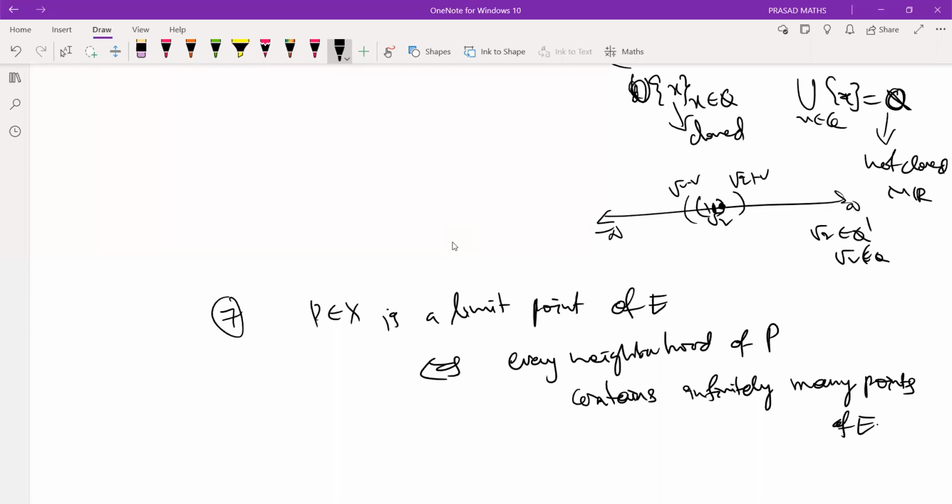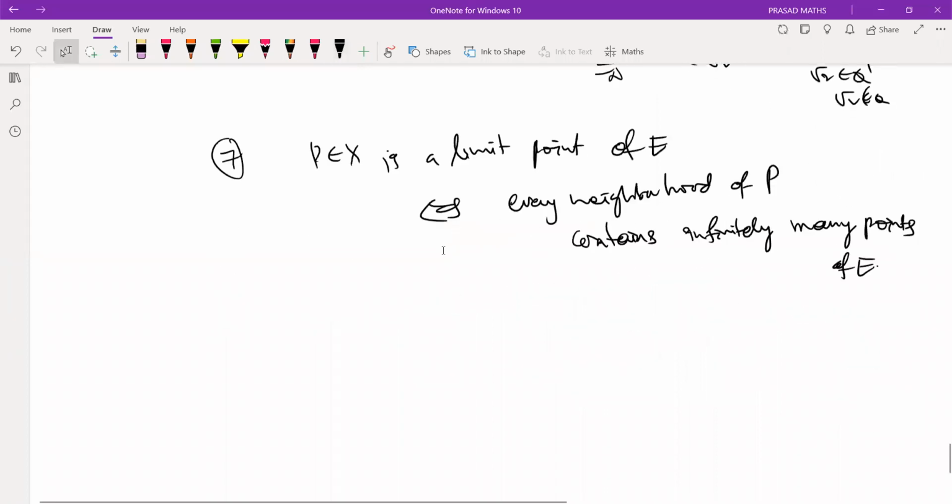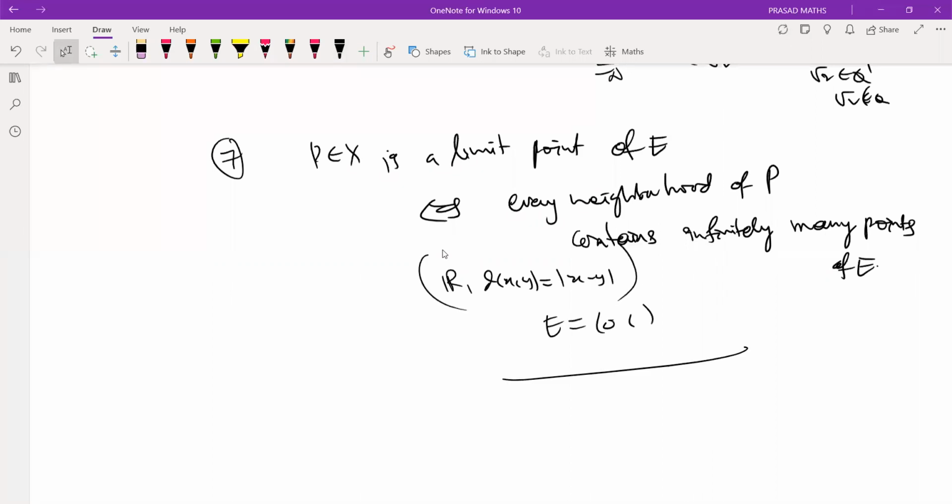That means every neighborhood of P intersects the set T at infinitely many points of the set T. Right? Take any example for understanding purpose. Suppose open (0, 1). So 0 is a limit point. Give me any small neighborhood, it contains infinitely many points. These are infinitely many points, the pink region. Therefore, give me any neighborhood of 0, it contains infinitely many points of the set T.